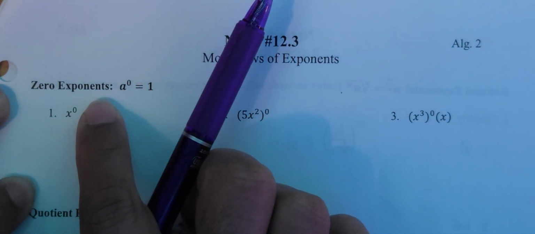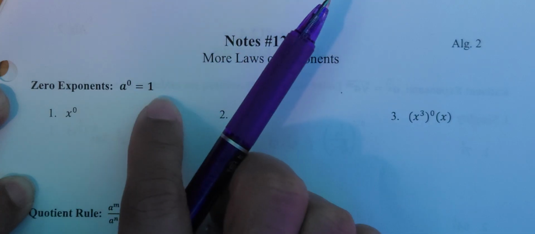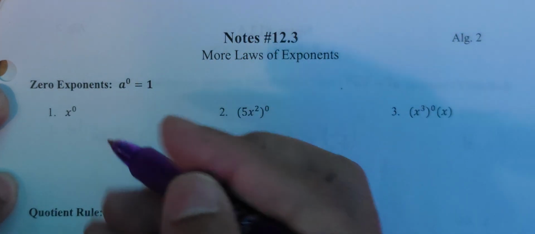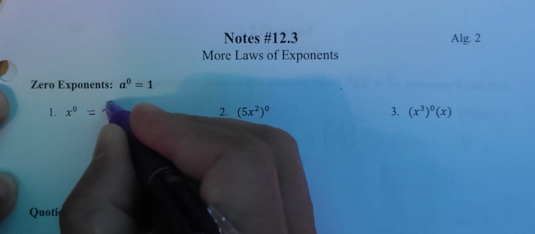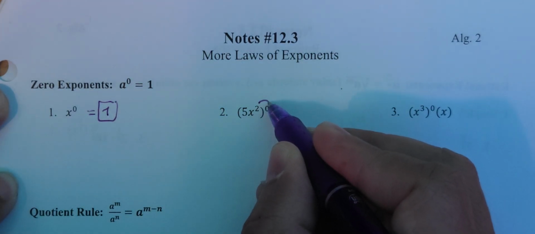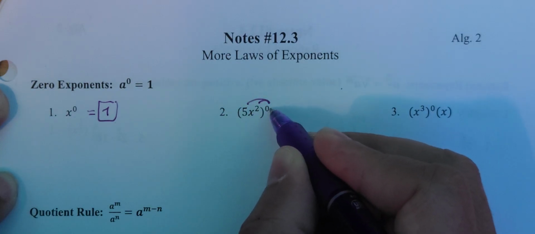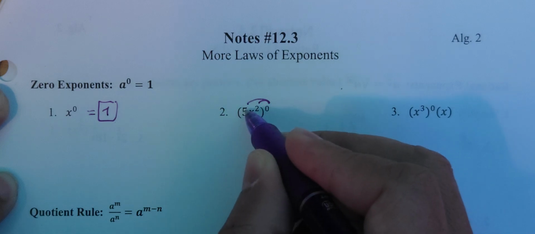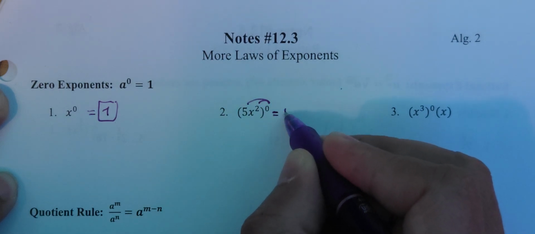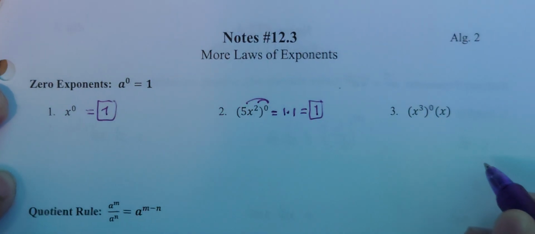Zero exponents means that any variable or number to the zero power is always going to be equal to 1. So number 1, x to the 0 power is 1. What about number 2? Well, the 0 applies to the x and also to the 5. So even though you multiply 2 times 0, that still becomes 0. So you have x to the 0 and 5 to the 0, which ends up being 1 times 1, which is equal to 1, right?